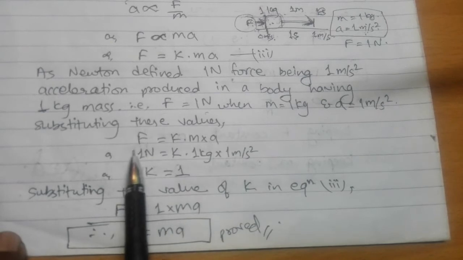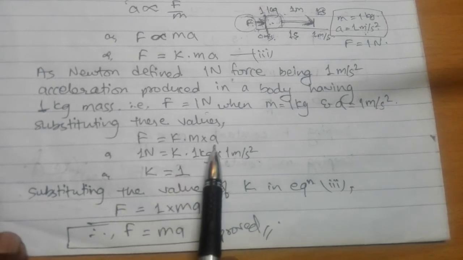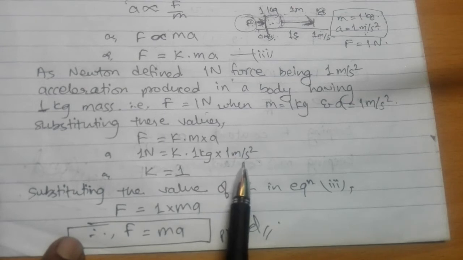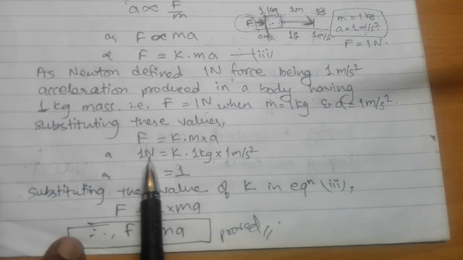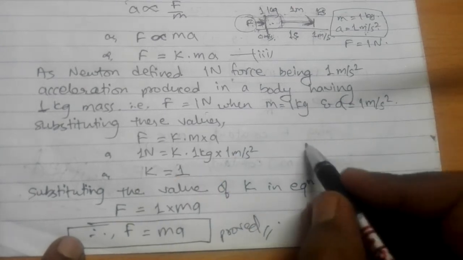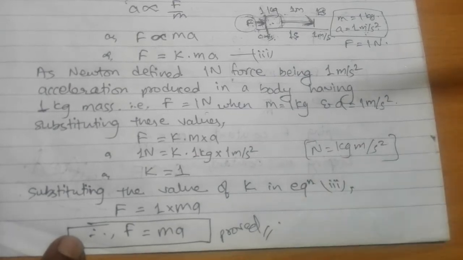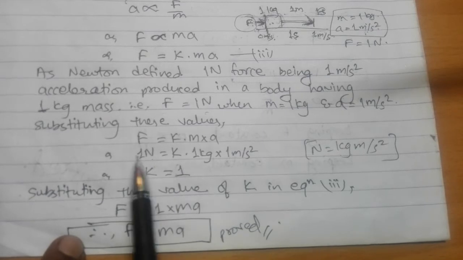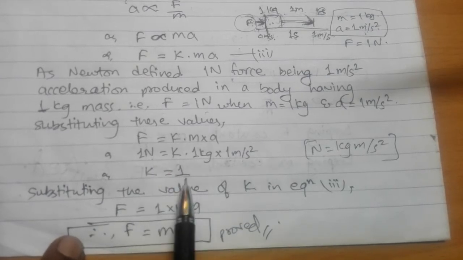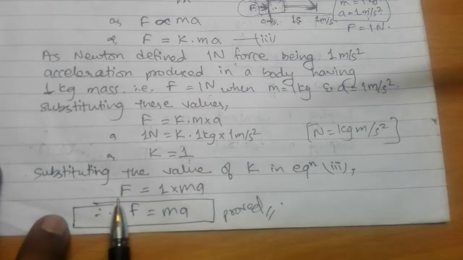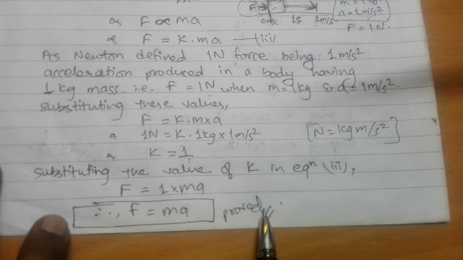Substituting these values, we get F equals k into m into a. F equals 1 Newton, m equals 1 kg, a equals 1 meter per second square. And you know Newton equals kg meter per second square, that we have discussed in the first lesson. So these units all cancel and you get k equals 1, and substituting that value in equation number 3, you get F equals 1 into ma. That means F equals ma. So it is proved.